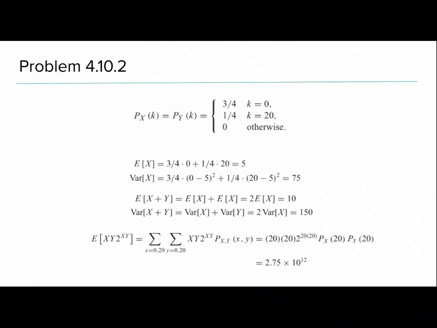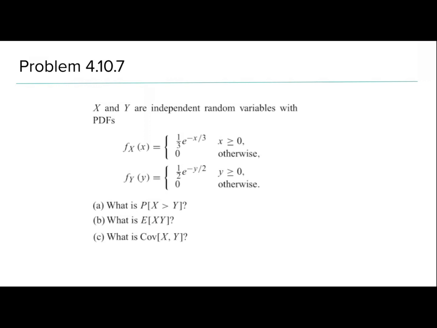Right, so let's move forward to the next question, which is problem 4.10.7, which says X and Y are independent random variables with PDFs f_X of x equal to 1 by 3 e to the power minus x by 3 for x greater than or equal to 0 and 0 otherwise, and f_Y of y equal to 1 by 2 e to the power minus y by 2 for y greater than or equal to 0 and 0 otherwise. In the first part, we have to find P of X greater than Y. In the second part, we have to find the expected value of XY.